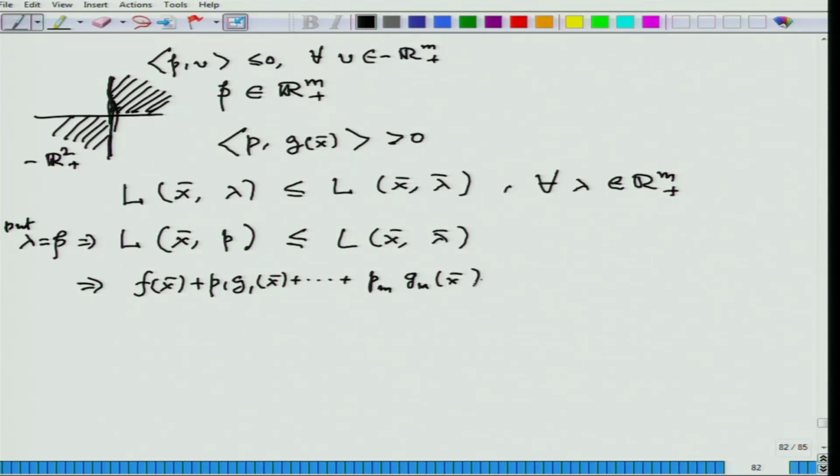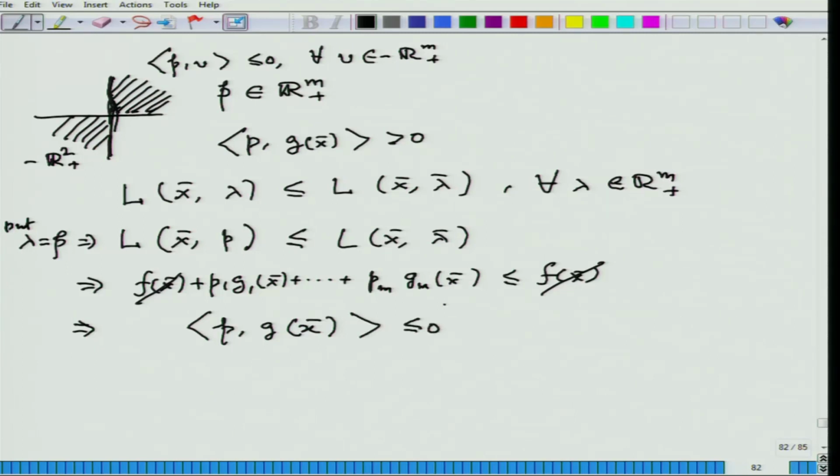GM x bar is less than or equal to f of x bar plus lambda 1 bar G1 x bar, lambda 2 bar G2 x bar, up to lambda m bar G m x bar, and that is equal to 0. So, that part I am not writing. This cancels from both sides, so this would be less than or equal to 0, which shows that P of G x bar, it can be put into this form naturally, is less than or equal to 0. So, this is a contradiction. So, we come to a contradiction.